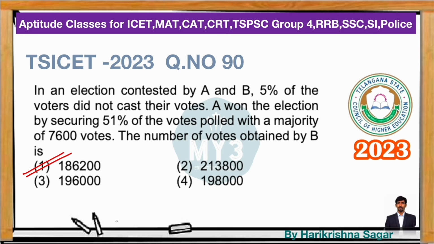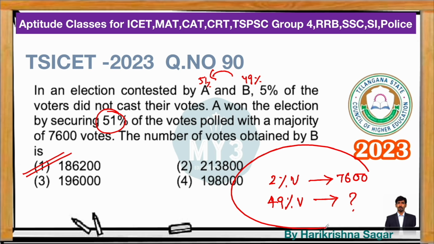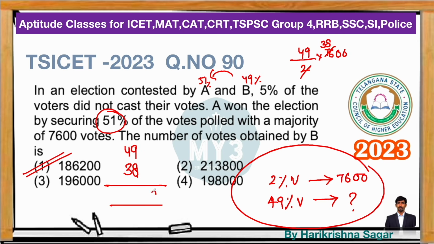Now I am solving this question again. If you observe, 51% is received by A. That means B has received 49%. Majority means the extra votes received over the other candidate, which is 2% of the votes. That 2% is 7,600. If 2% is 7,600, the number of votes received by B is 49%. So 49% is how much? You will get 49 by 2 into 7,600, that is 49 into 38 followed by 2 zeros. So this you can further simplify, because anyway 2 zeros are there.